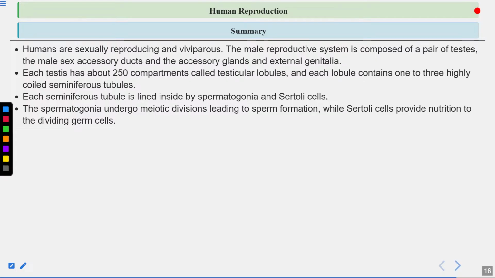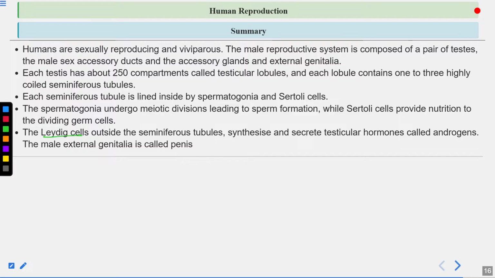Now, spermatogonia undergo meiotic divisions. Meiosis is reductional division, leading to the sperm formation, which will be haploid, while Sertoli cells provide nutrition to the dividing germ cells. Leydig cells, also known as interstitial cells, are present outside the seminiferous tubules. They synthesize and secrete the testicular hormones called the androgens, and the male external genitalia is known as penis. An erection of penis is important for the process of insemination.